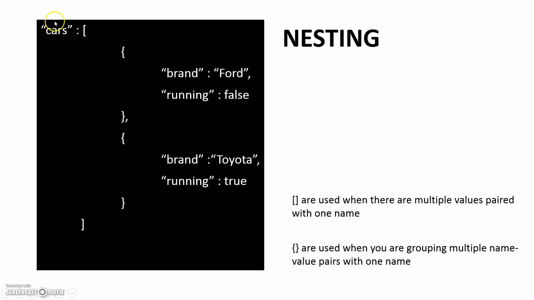That's the idea of nesting, that you can put groups inside of groups. So inside the value groups, we have two name-value pairs with each of these two values. I feel like I'm saying this over and over, but it's really important. It's a difficult concept to grasp. One more time, square brackets are used with multiple values paired with one name. Curly braces are used when you are grouping multiple name-value pairs with one name.